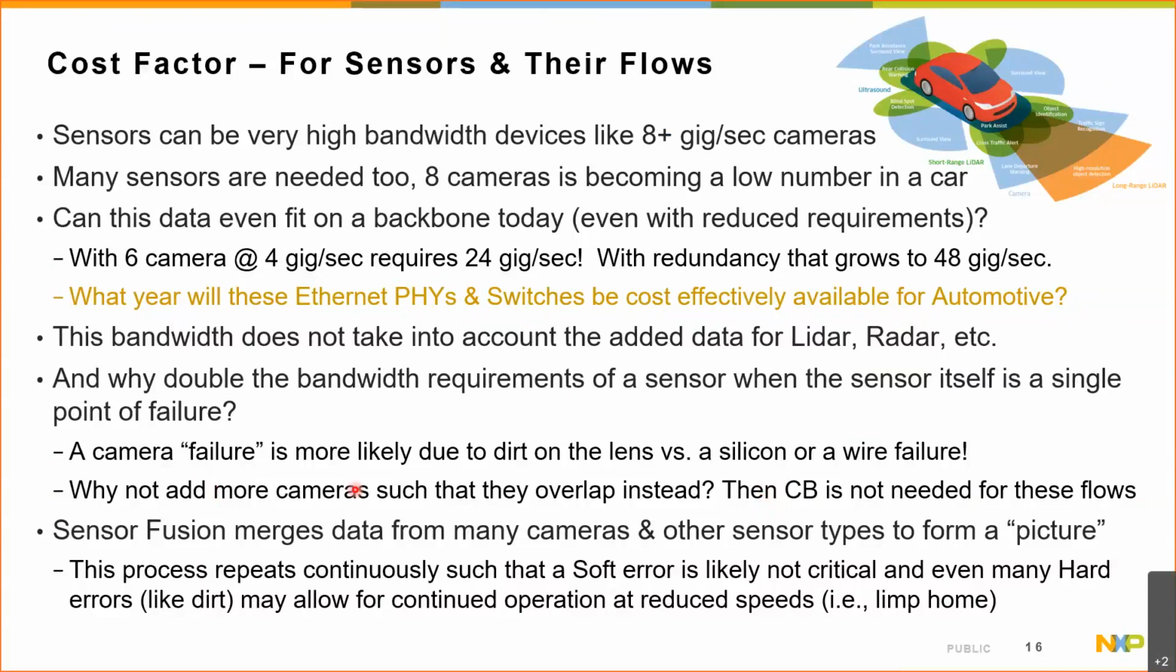And maybe that's not even needed because sensor fusion merges data from many cameras and other sensors, LiDAR, radar, et cetera, to form a whole picture, if you will. And this process repeats continuously such that a soft error, a glitch here, one CRC error in one frame of one camera, is likely not critical. And even many hard errors like dirt on the lens may allow for continued operation at reduced speeds, and maybe it's a limp home, but it's not a total failure.